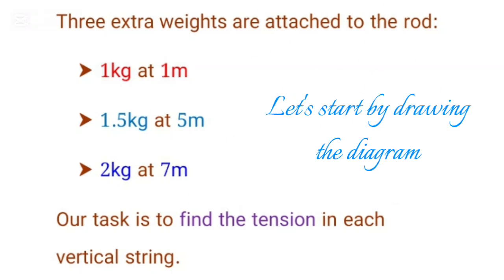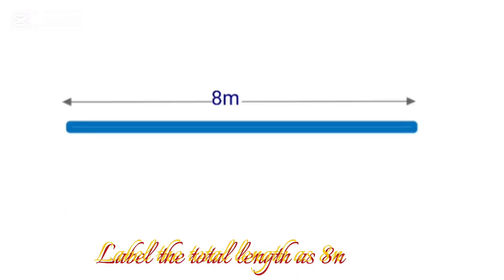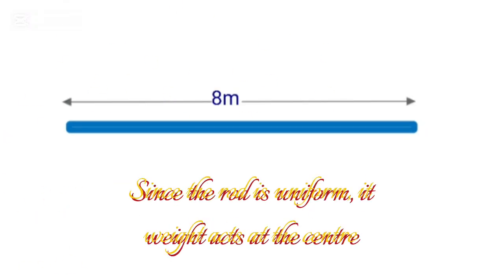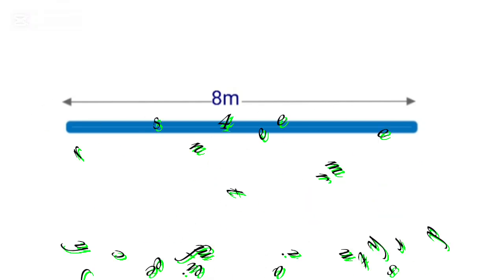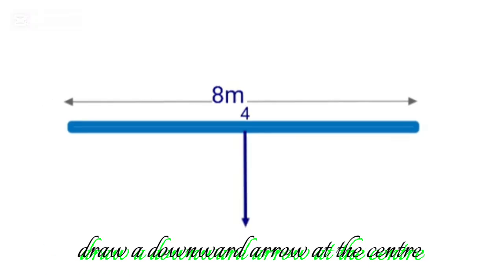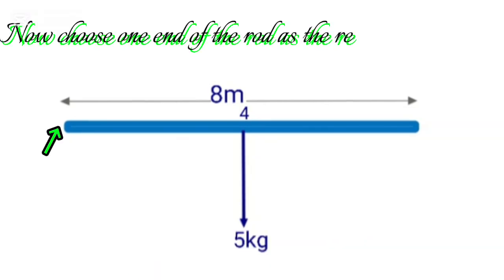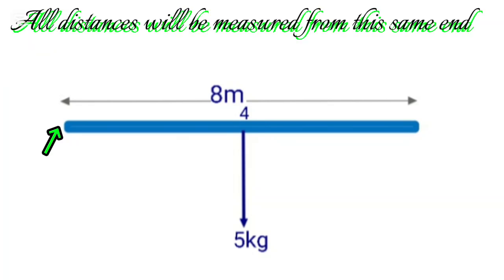Let's start by drawing the diagram. Draw a straight horizontal line to represent the rod. Label the total length as 8 meters. Since the rod is uniform, its weight acts at the center. The center is 4 meters from either end. Draw a downward arrow at the center and label it 5 kilogram. Now choose one end of the rod as the reference end. All distances will be measured from this same end.